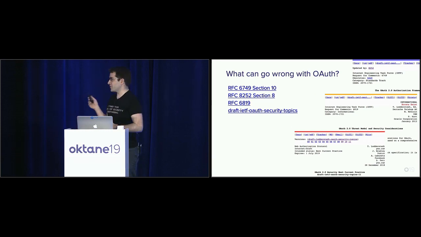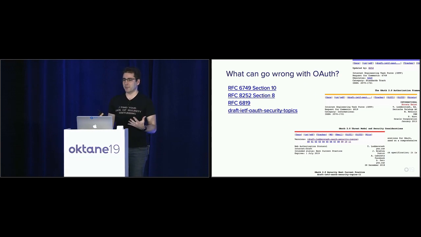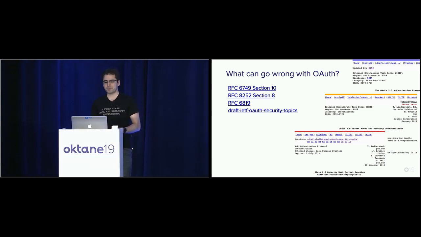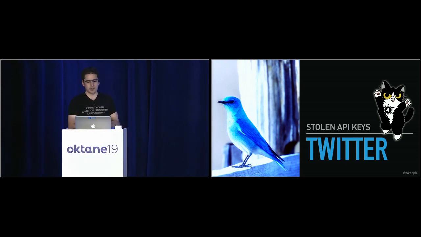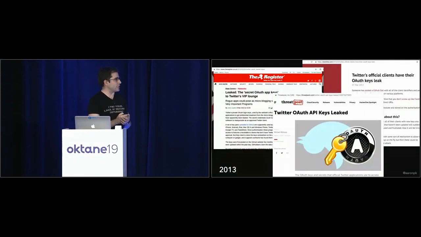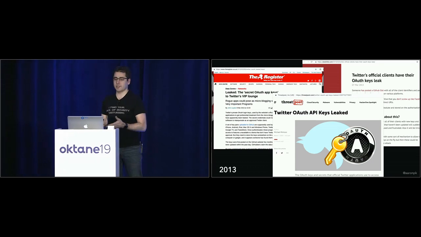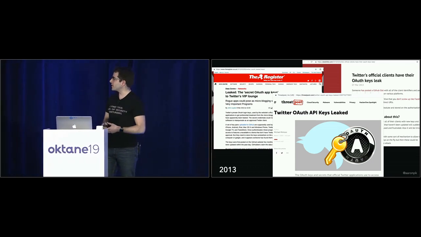So there's a lot there to read, and we try to make this stuff easy to read, but there's really a lot there. So let's talk about the first example here, and that is from Twitter. So in 2013, we saw a bunch of headlines like this. Twitter's OAuth API keys were leaked. The secret OAuth app keys to Twitter's VIP lounge. I don't know, that's just a very sensationalist headline, but fine.